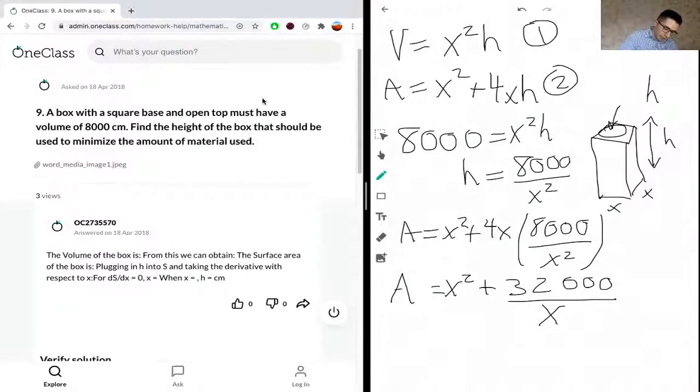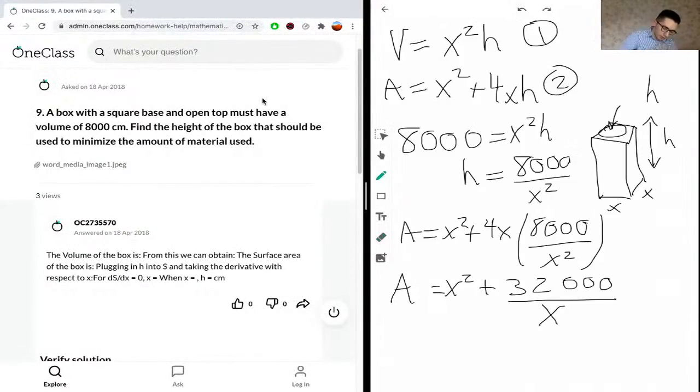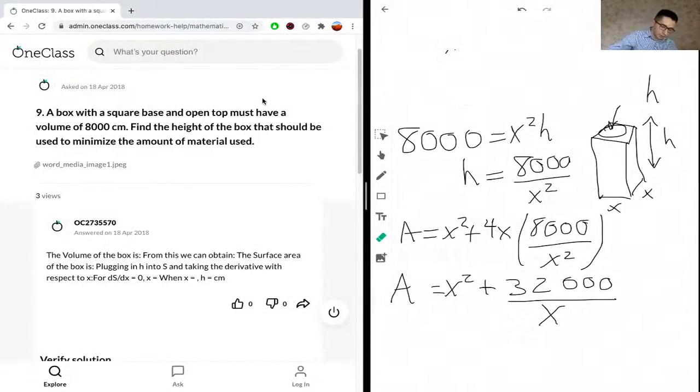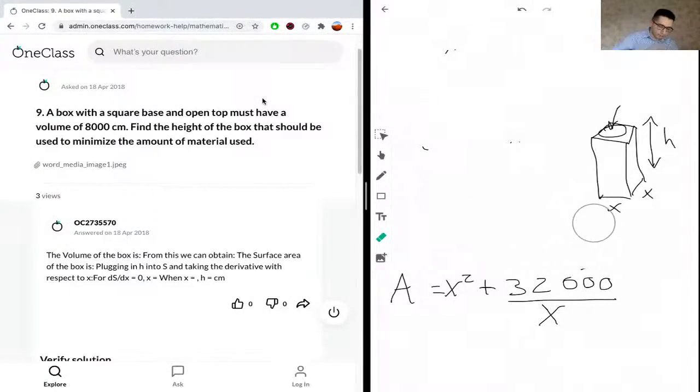So we'll take the derivative. We'll leave this equation here. I'm going to erase the rest of the board. One second, let me just get that back. I'm just going to erase a bit of the board. So I'll erase this top part. Okay.